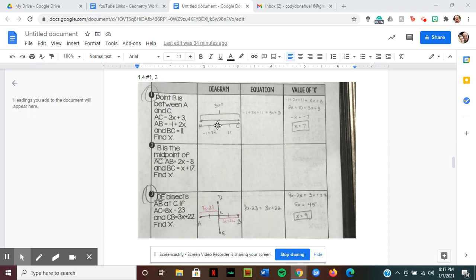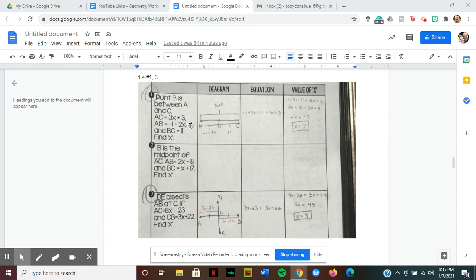So I'm going to start by drawing a segment right here. If B is between A and C, that means I need to have A and C on the ends, and I need to have B somewhere in the middle. It doesn't necessarily have to be directly in the middle. It can be anywhere on this line. I think just out of habit, I'll just put point B in the middle.